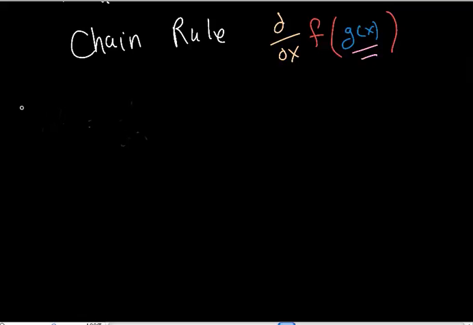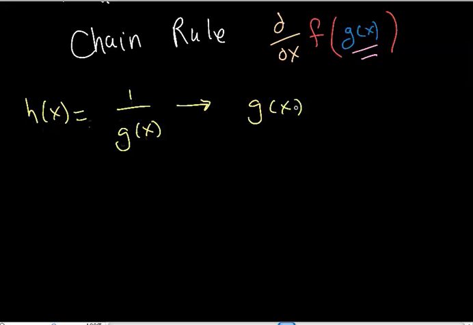Well, the chain rule is, let's just say we had a function called h of x, and let's say that function was 1 over another function called g of x, right? Well, that's the same thing as g of x all raised to the negative 1 power, right? And the chain rule says, okay, well, what's the derivative of that? What is the derivative of this guy?